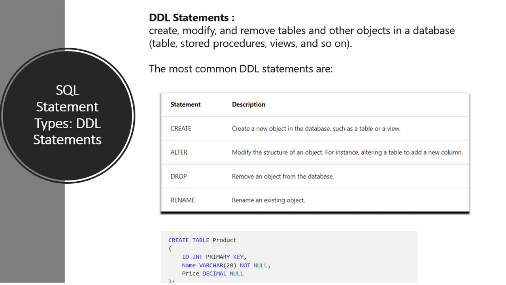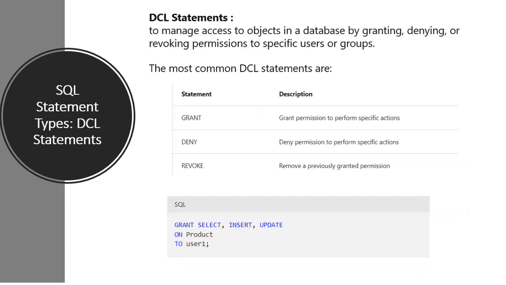And here is one example of how to create a table. Create table, product id is int as the data type, primary key is the constraint, name varchar2 not null, price decimal null. This way we can create a table. This is a DDL statement. You can see other DDL statements in our other SQL lecture series, where we have covered all the DDL and DML commands. I will give a link to that video in the description box.